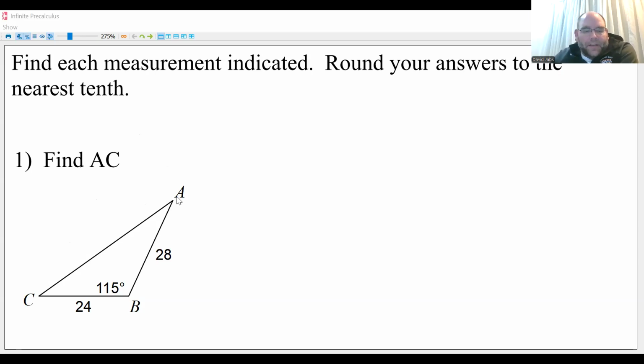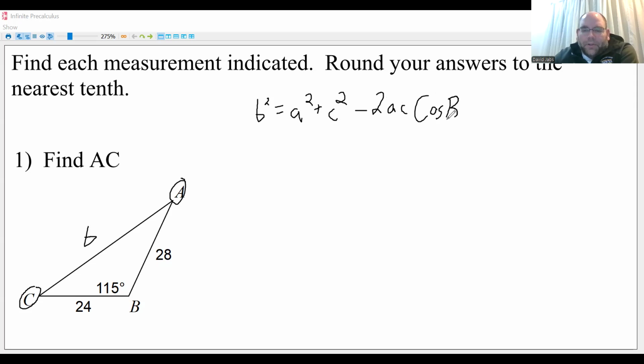Remember, we're going to find side AC. So as we find AC, we're looking here. We got our A, we have our C. So we know we want to find little b. As we take a look, we're going to look back at that equation. We're going to have b squared equals a squared plus c squared minus 2ac cosine of big B.